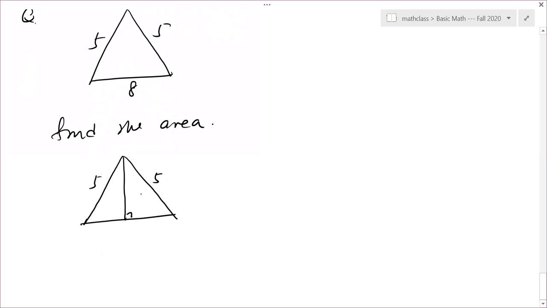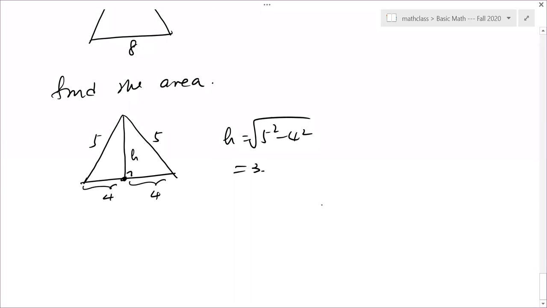So you get two identical right triangles. So this must be the midpoint. So this side is 4, this side is 4. What is h? Right, h is going to be the square root of 5 squared minus 4 squared, by the Pythagorean theorem. So it's 3. So h is 3.